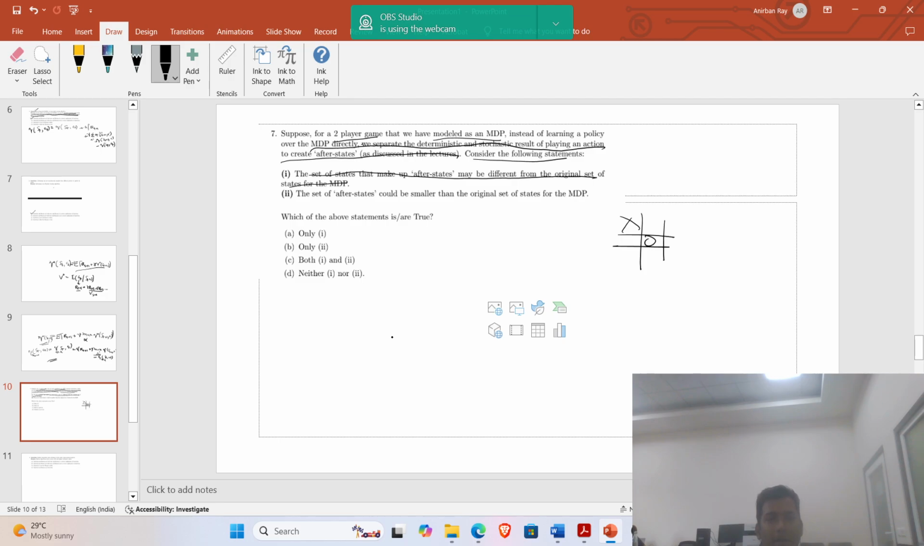And so the set of the states that make up after state may be different from the original set of states for the MDP. The original set of states can be different, okay. Means original state, you took that zero. Before that, you can take zero at different points, but after you took that step, okay, then the set of states are that where the x will lie, okay. So that is different, okay. So one is correct, okay. The set of after states could be smaller than the original set of states for the MDP. So as you took the zero here, okay, number of spaces left to take the cross has reduced. Okay, so it can be smaller. Okay, so that is also correct. So both of these are correct. 7C.